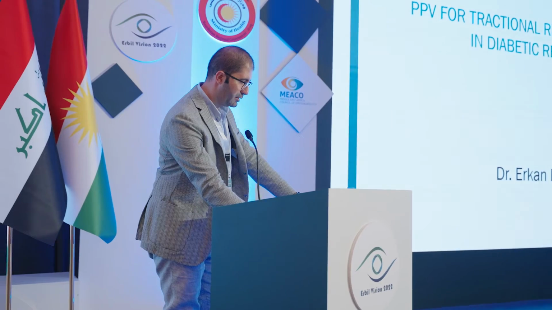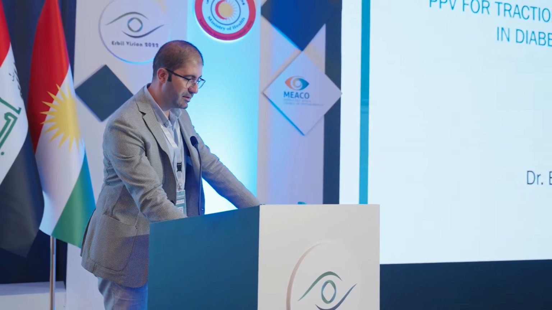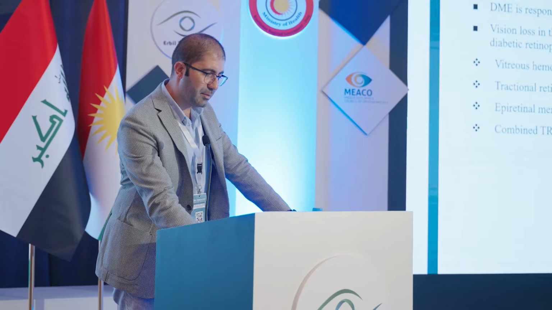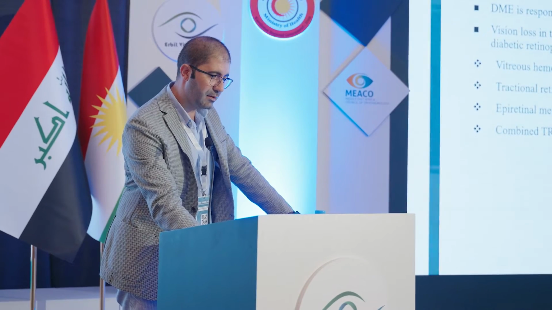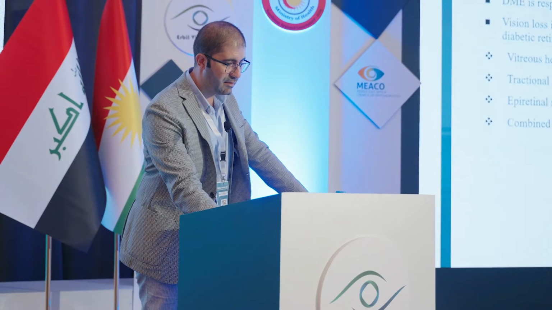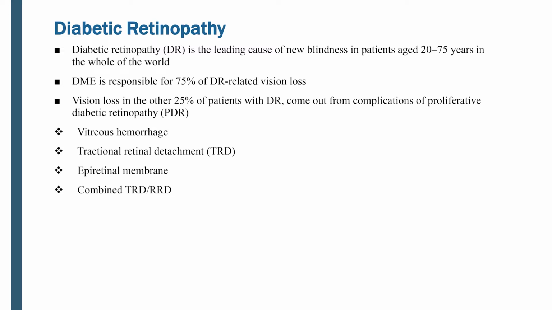I will talk about PPB for tractional retinal detachment today. DR is the leading cause of new blindness in patients aged between 20 and 75 years old, all over the world. DME is responsible for 75% of DR-related vision loss, as you know. Vision loss in the other 25% of patients with DR comes from complications. Which are these complications? Vitreous hemorrhages, TRD, epiretinal membrane, combined TRD and RRD.